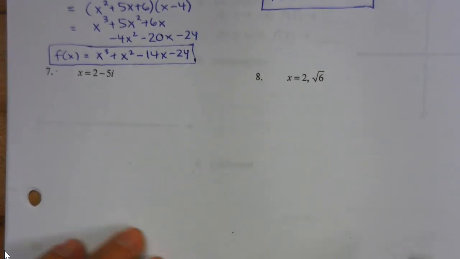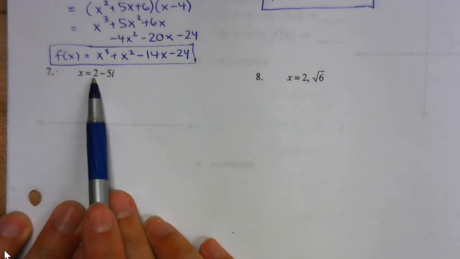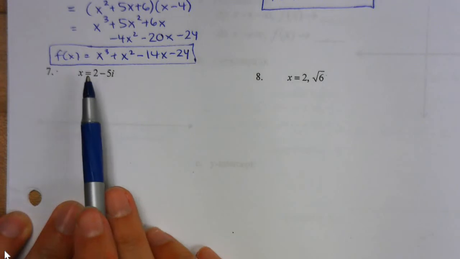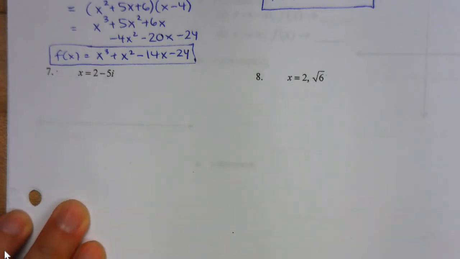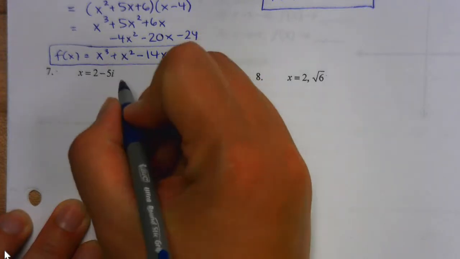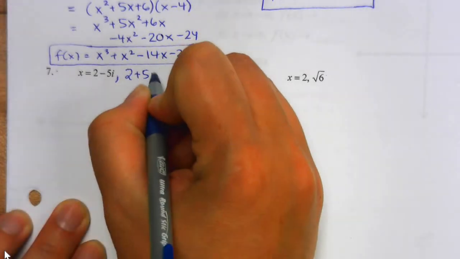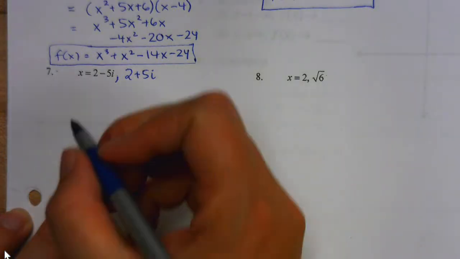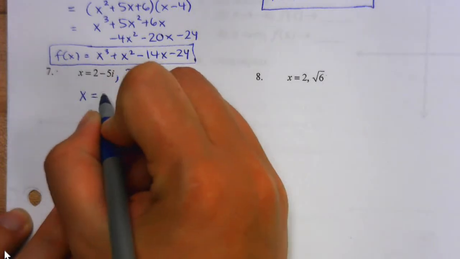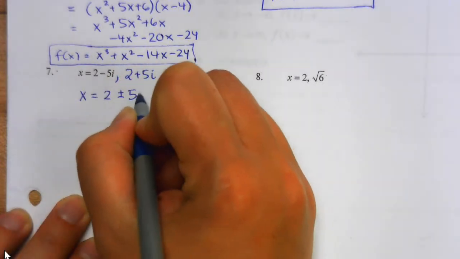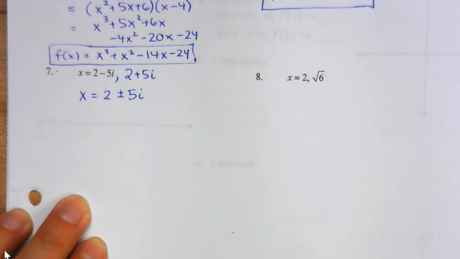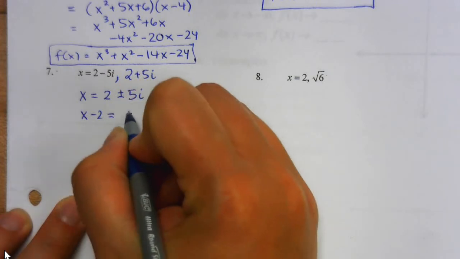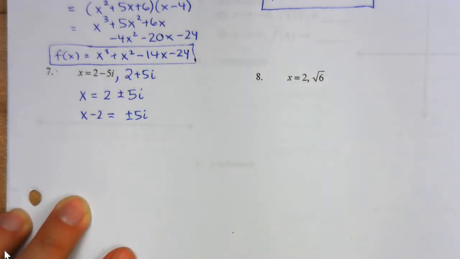So on number 7, I see that I have x is equal to 2 minus 5i. So we're coming back to our complex numbers. Complex numbers and radicals always come in pairs. So if I have this answer, I also have 2 plus 5i as another answer. So I'm going to rewrite this so that it matches what I had for number 6. I'm going to say that we have x is equal to 2 plus or minus 5i. And like I did, I'm going to take that real part of the 2 and I'm going to subtract that from both sides. Leaves plus or minus 5i on this side.